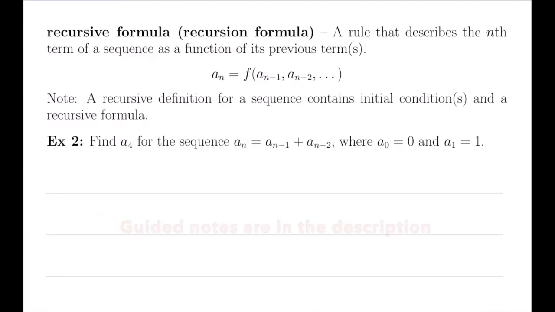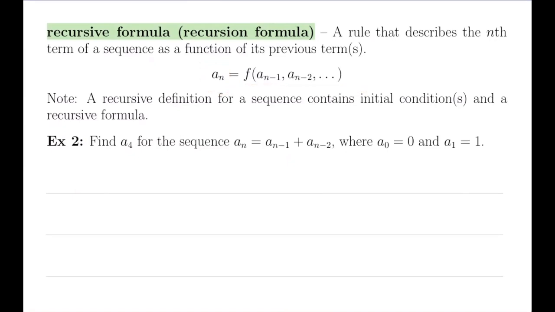So explicit formulas aren't the only way to write the formula of a sequence. We can also have recursive formulas, also known as recursion formulas. Basically, a recursive formula defines the next term based on the value of its previous term or terms. So we're basically writing a sub n as a function of a sub n minus 1 and/or a sub n minus 2 and so on.